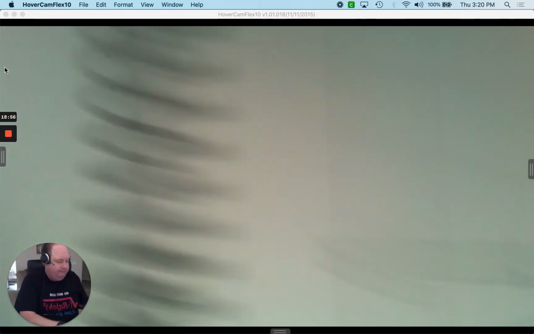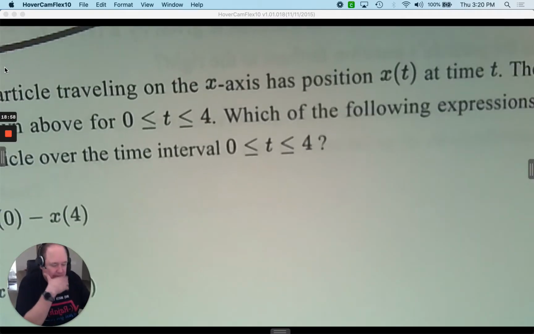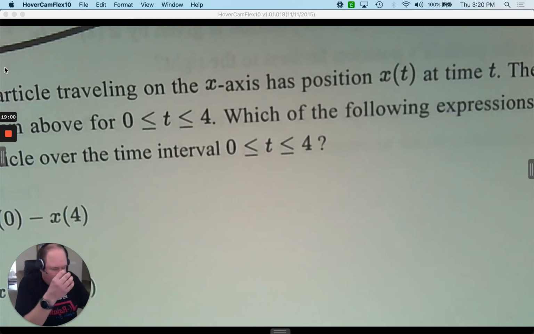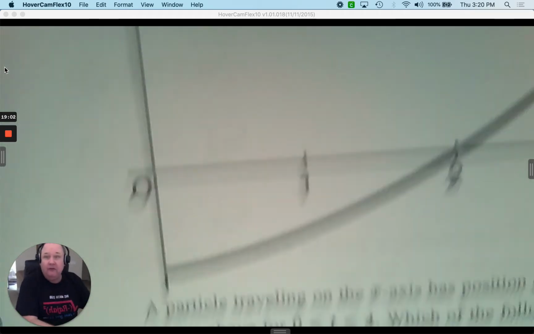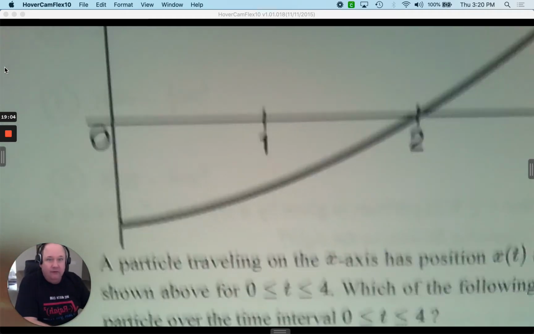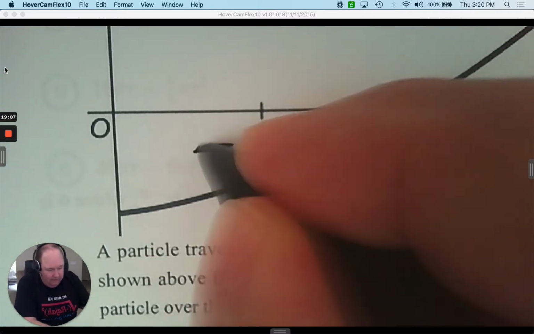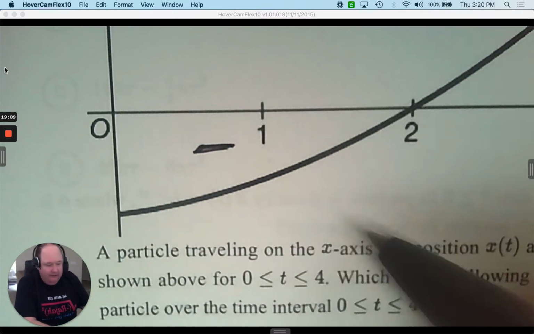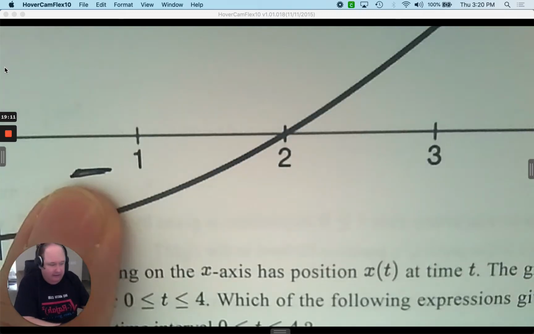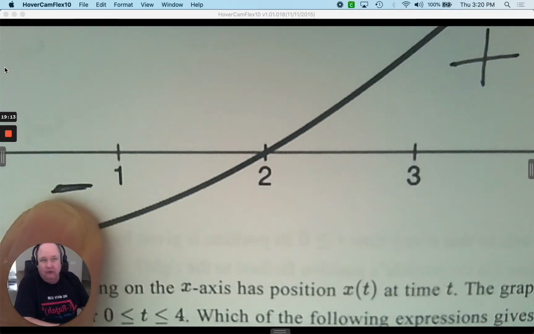37. In question number 37, a particle is traveling on the x-axis, and you're given the velocity of that particle. Now, if you're given the velocity of that particle, if it's below, then the direction is negative, and if it's above, the direction is positive.